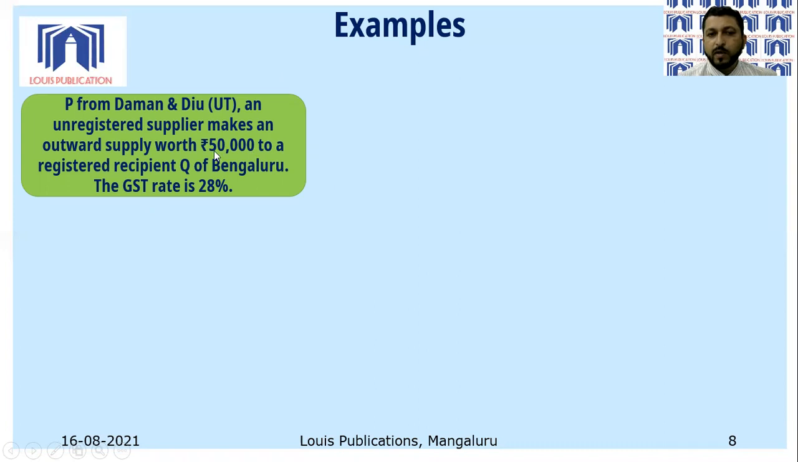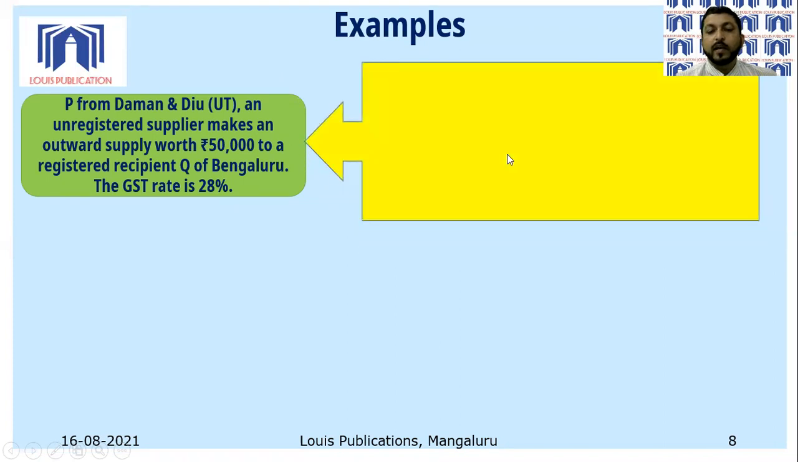The taxable value of supply is 50,000. The GST rate is 28%. Since this is an interstate supply, IGST will become applicable. That is the first point that we need to understand. Now, the question is, can P collect the GST amount? P cannot collect GST amount because he is not registered.